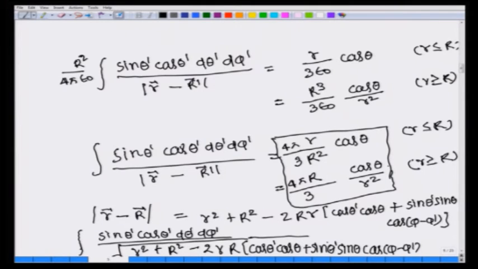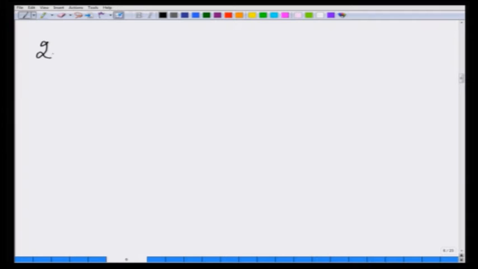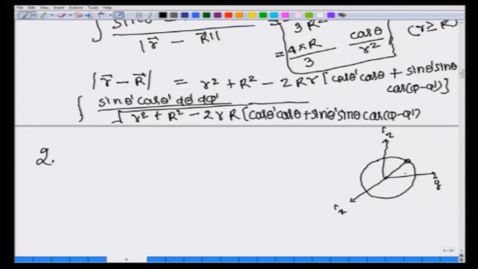So, our next question is question number 2. We have a uniformly charged spherical shell. So, this is rotating around the z axis. So, if we take a surface element on this spherical shell, we can see that every element is moving around the z axis with the angular velocity omega.